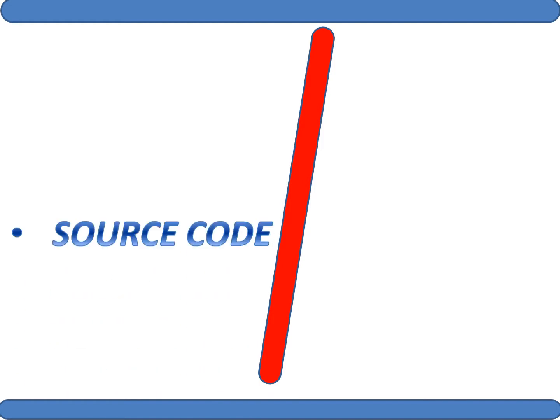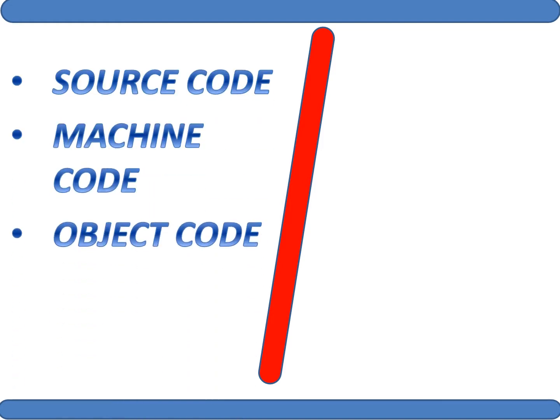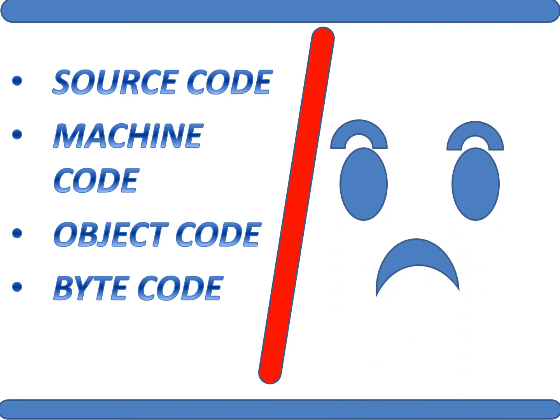Hi students, in this session I am going to explain the differences between the codes: source code, machine code, object code and then bytecode. I think you all are having some confusions regarding these codes, and this is the session to clear your doubts. So we are going to see the differences between these codes in this session.